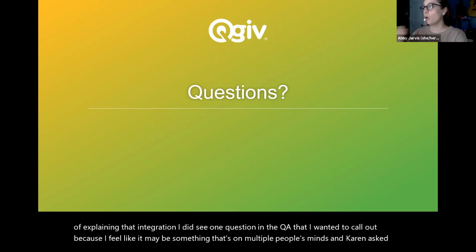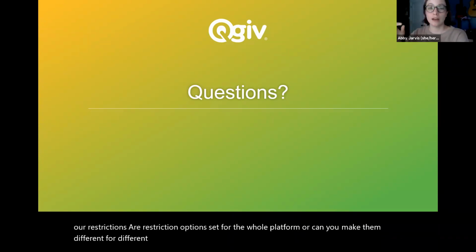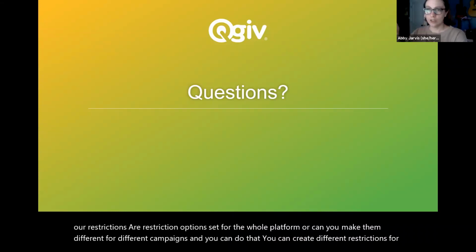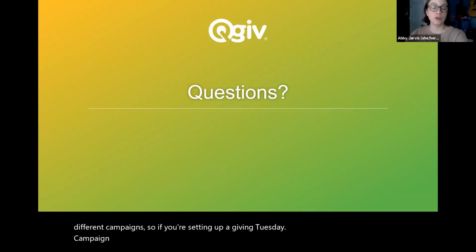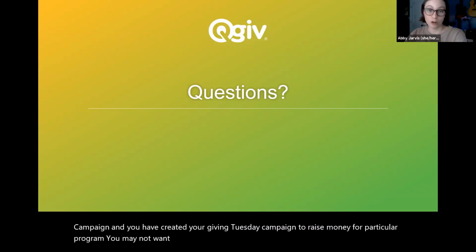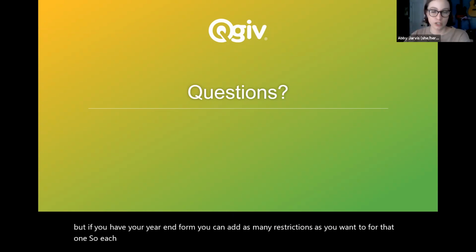are restriction options set for the whole platform, or can you make them different for different campaigns? And you can do that. You can create different restrictions for different campaigns. So if you're setting up a Giving Tuesday campaign to raise money for a particular program, you may not want to include any restrictions at all in your Giving Tuesday form. But if you have your year-end form, you can add as many restrictions as you want to for that one. So each form can have its own restrictions.